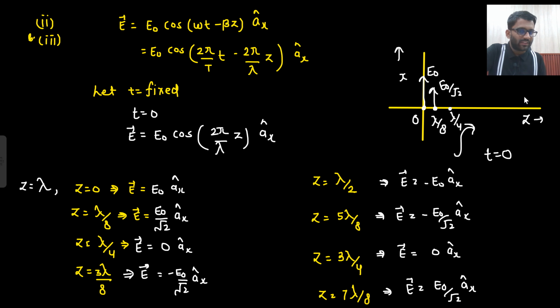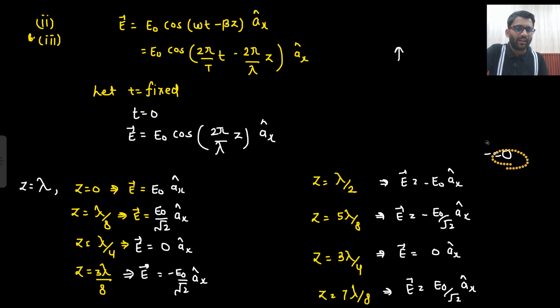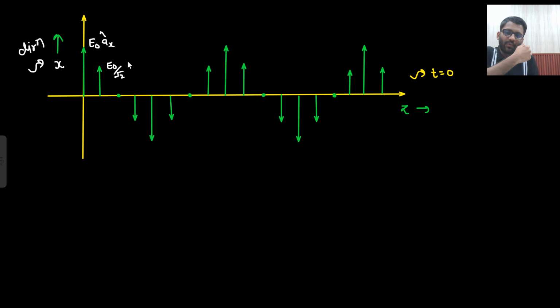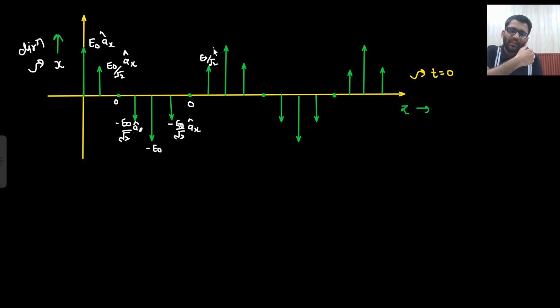So this was your rough waveform. So let's remove the rough waveform and let's make the fair waveform. So this is how your fair waveform will look like. This is not E, this is the x direction. Magnitude of E, in x direction you are having E naught ax cap, then E naught by root 2 ax cap, then 0, then minus E naught by root 2 ax cap, then minus E naught, then minus E naught by root 2 ax cap, then 0, then again E naught by root 2 ax cap, and then again E naught ax cap.